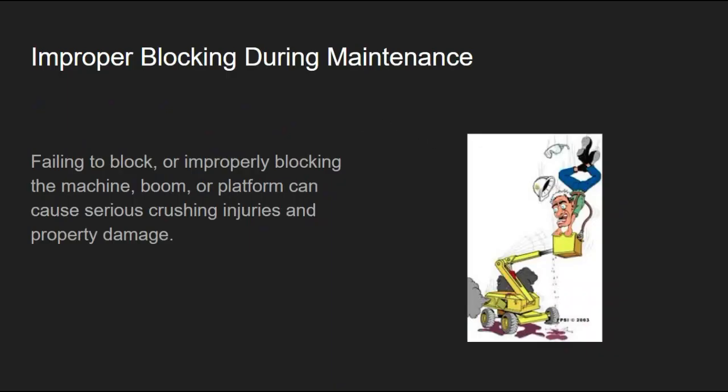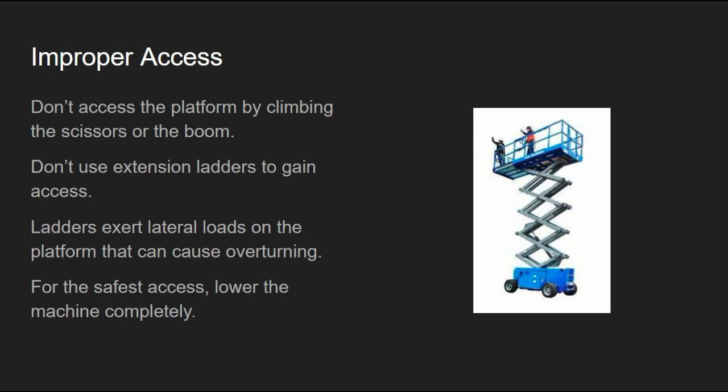Improper blocking during maintenance. Failing to block or improperly blocking the machine, the boom, or platform can cause serious crushing injuries and property damage. Improper access. Don't access the platform by climbing the scissors or the boom. Don't use extension ladders to gain access. Ladders exert lateral loads on the platform that can cause overturning. For the safest access, lower the machine completely.